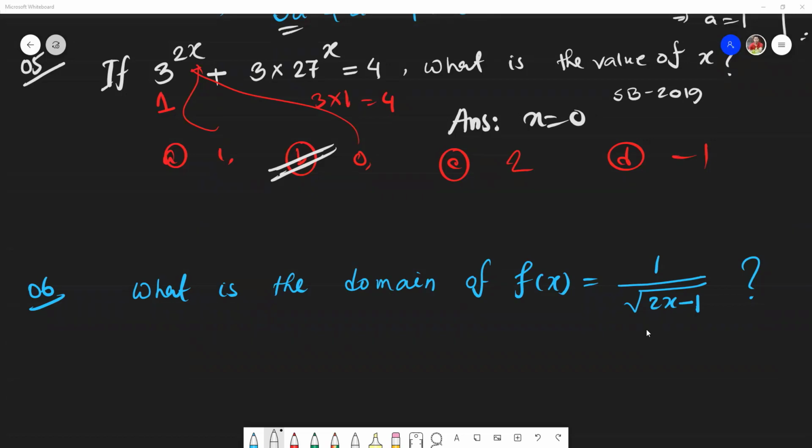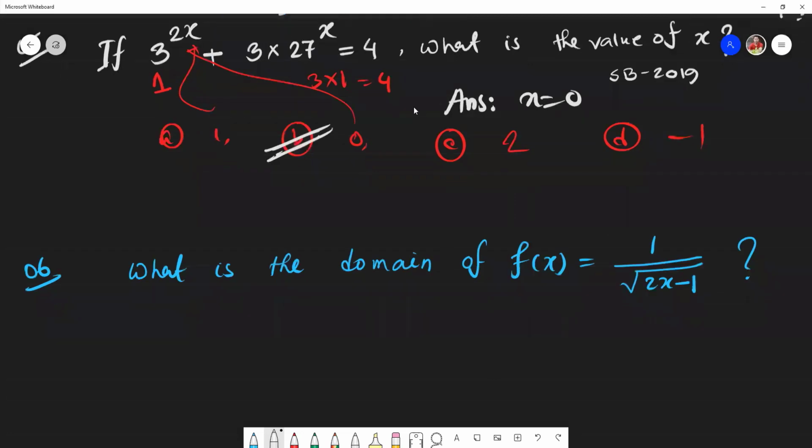Yes, now, Nizam, your answer is x is greater than 1 by 2. Okay, let me review. Thank you so much. Now, let me review this answer.